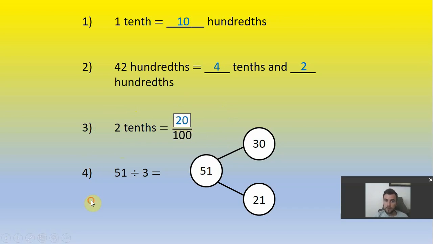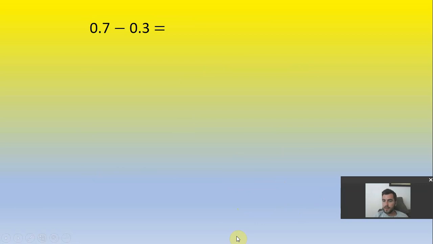And then question 4, 51 divided by 3. Well, it's not a very nice sum, that one. So what we've done here, we've given you a bit of a clue, because we've partitioned it for you to make it slightly easier. So you can do 30 divided by 3, or in other words, how many 3's are there in 30, which will give us 10. 21 divided by 3, how many 3's are there in 21, or what do you multiply 3 by to get 21? The answer is 7. Okay, so add them together and it gives you the total of 17. So that's how you can divide by partitioning.